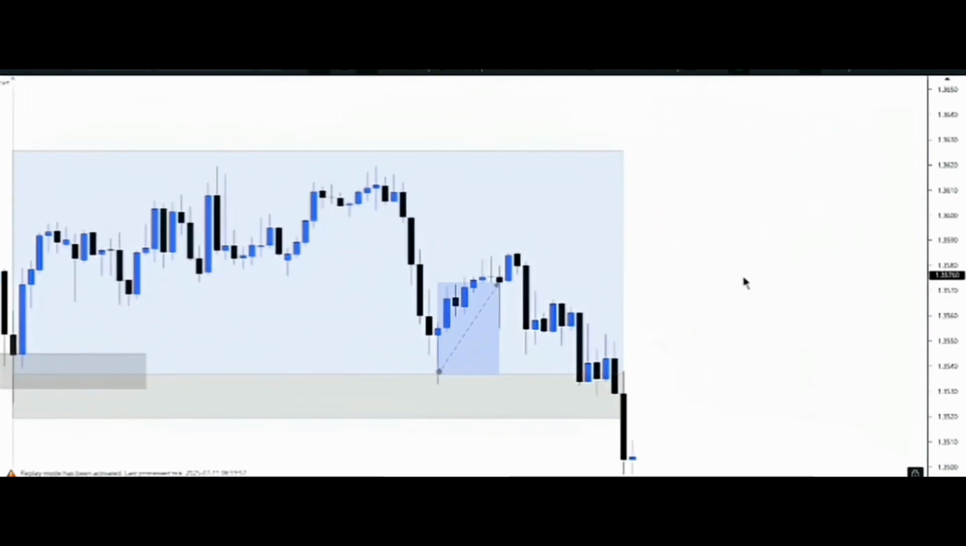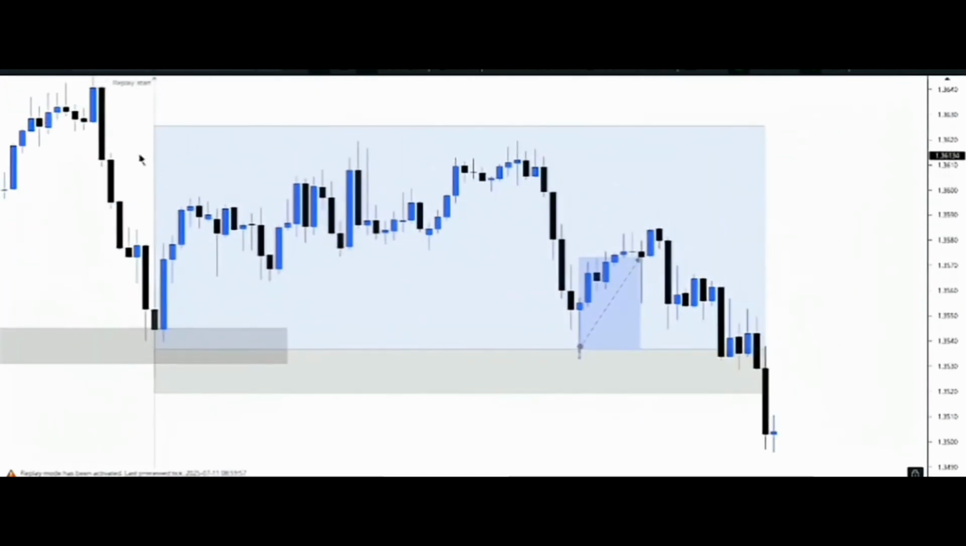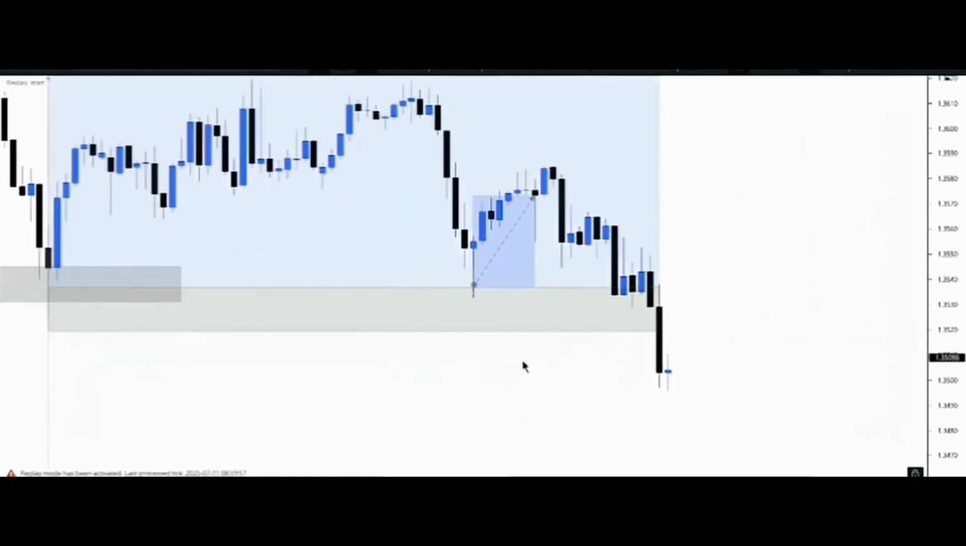Okay, now boom, we have been taken out. And that's why I said always lock in your profit. You can see that we were very close to taking our profit before price came down to take us out. So if you took partials, then you would not have been taken out for nothing.